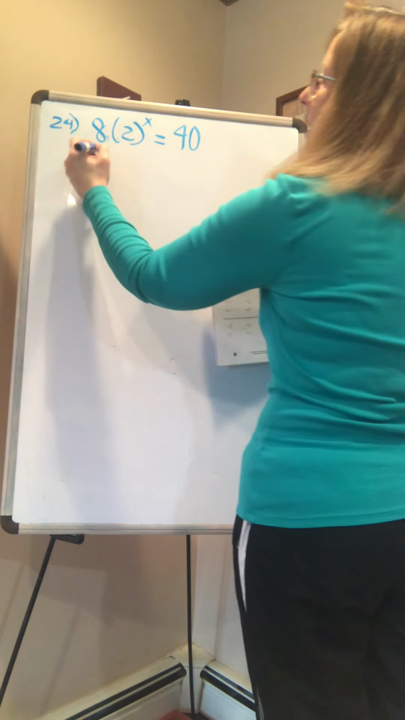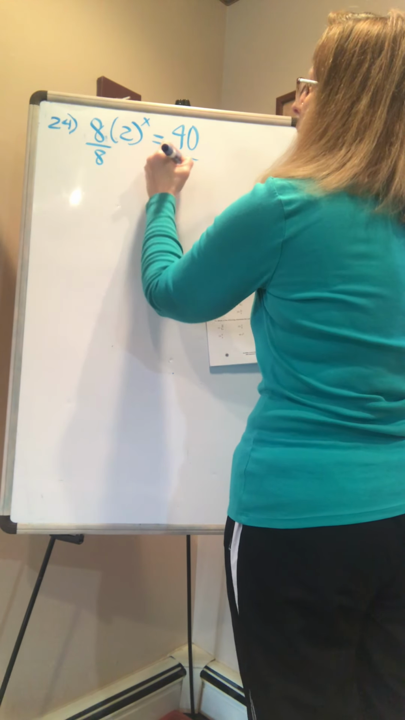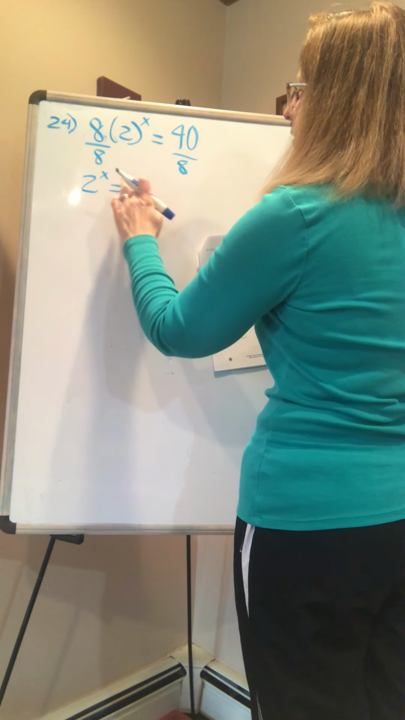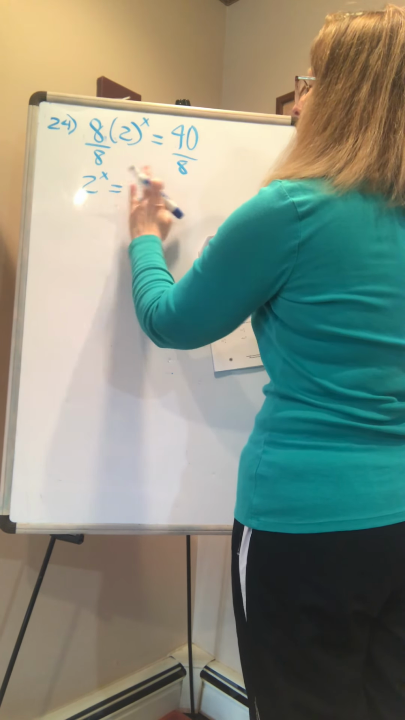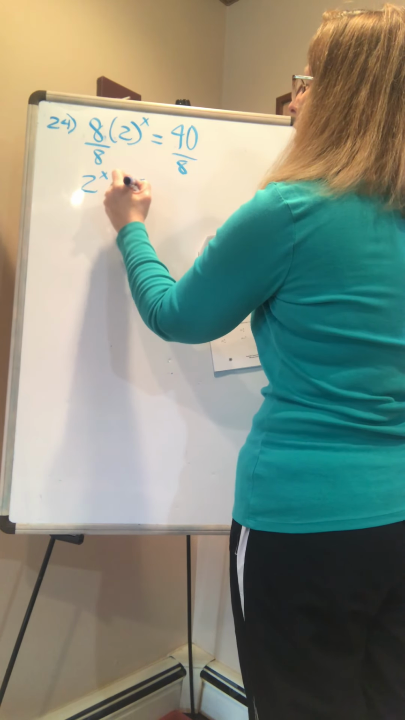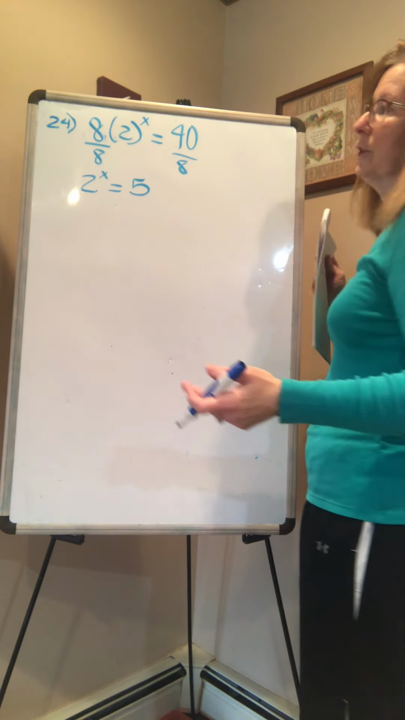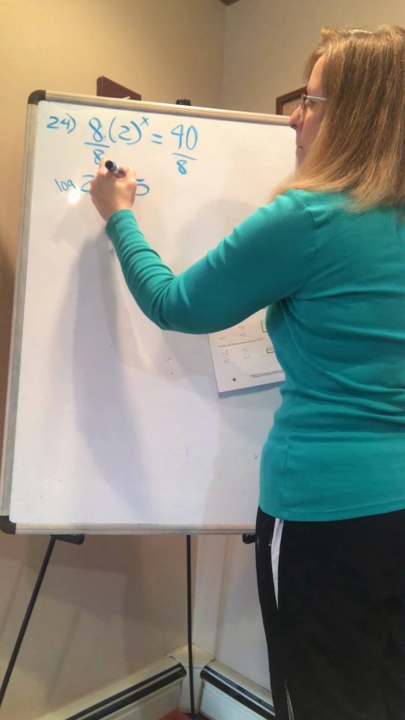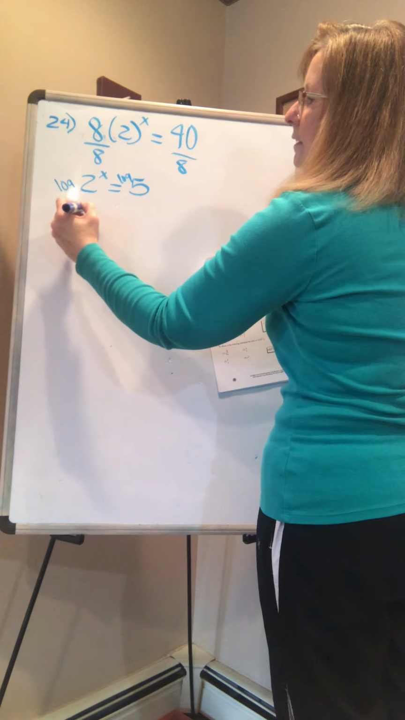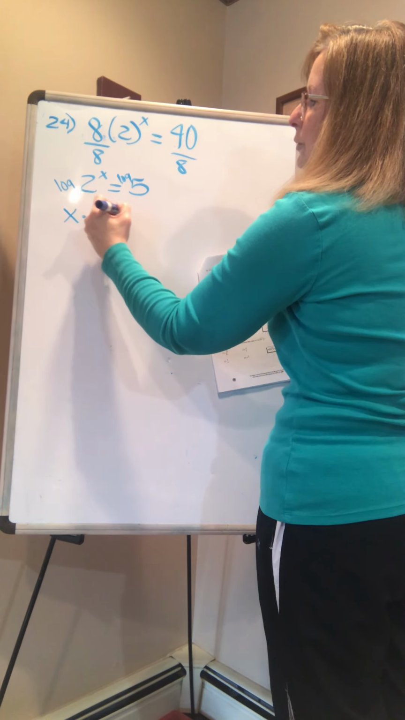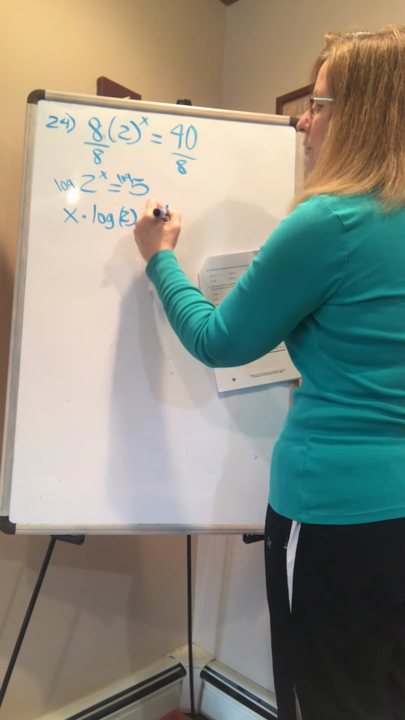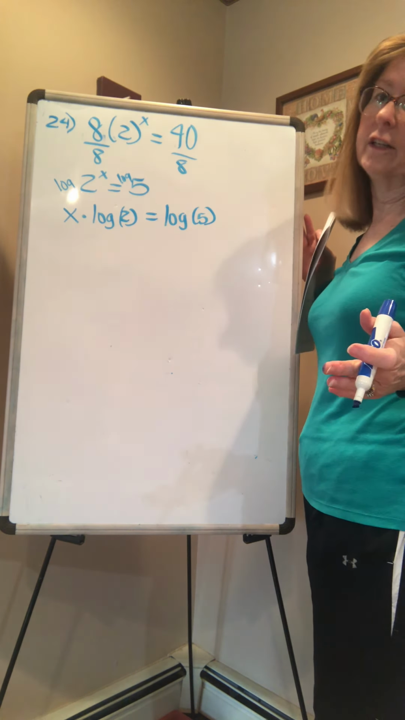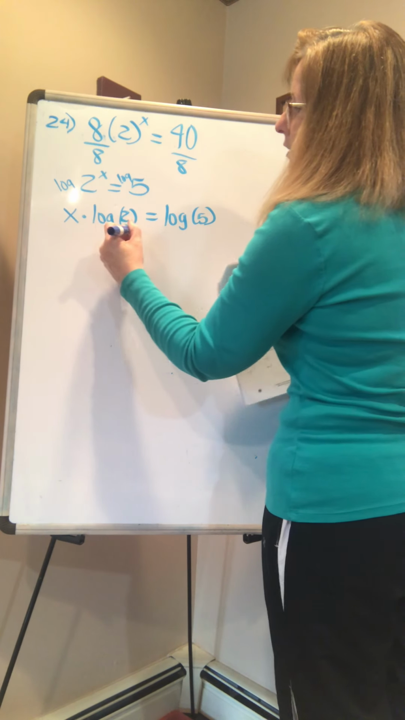Solving to the nearest hundredth, I have to divide by 8, and I get 2 to the x is equal to 5. You can't write 5 as a base of 2. So if you put a log on both sides, you get x times the log of 2, with the power rule, is equal to the log of 5. Even if you use natural log, you're going to get the exact same answer. That's the nature of logs.